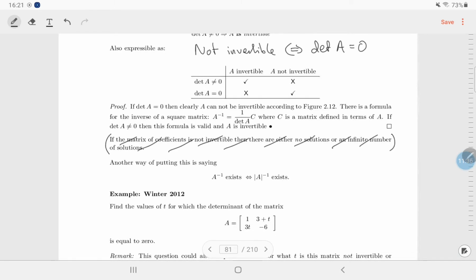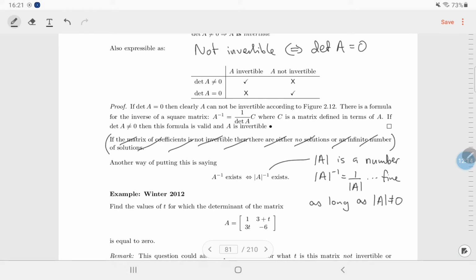Another way of saying this is that the inverse exists exactly when the inverse of the determinant exists. So what does that mean? Well, let's write this down. The determinant is a number, and this number to the power of -1 means 1 over this number. And this is fine as long as it's not equal to 0.